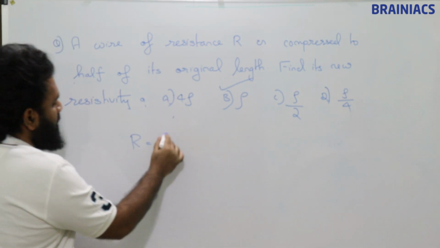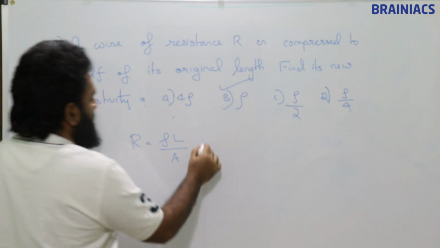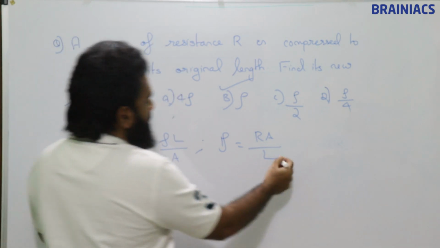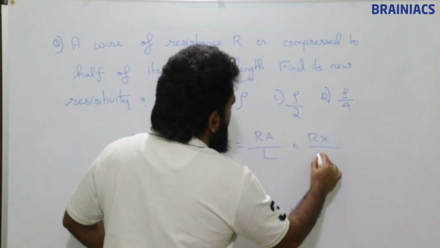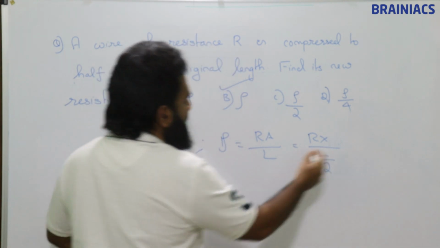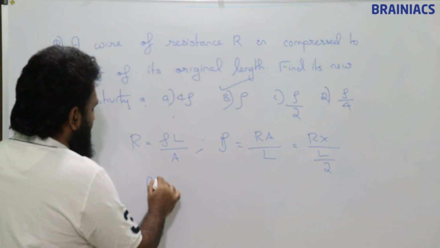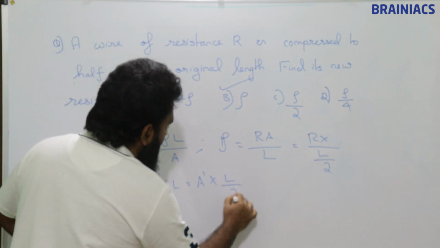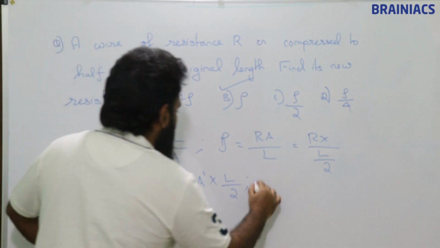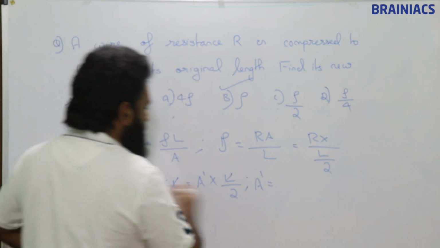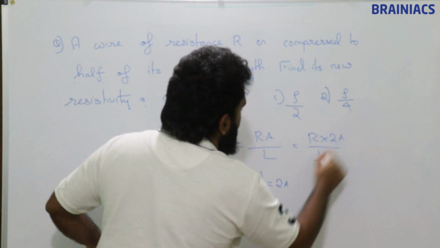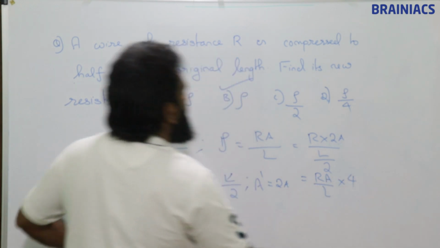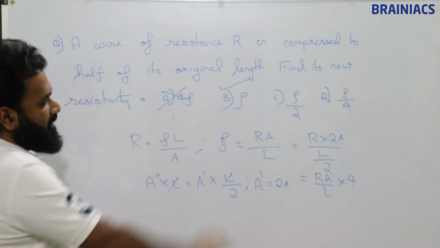The thing is, R is equal to rho L by A. So if you take rho is equal to RA by L, and if you put L by 2 here, what will area become? A into L is equal to A dash into L by 2. So A dash is going to be 2A, as L will be cancelled. If you put 2A here, you will be getting RA by L into 4. If you get this answer, this is wrong using this relation.